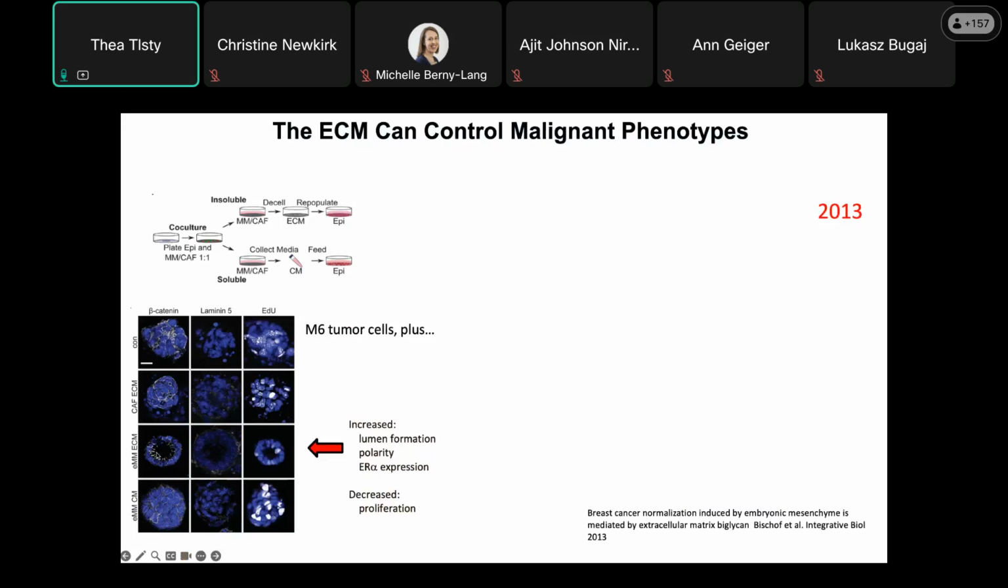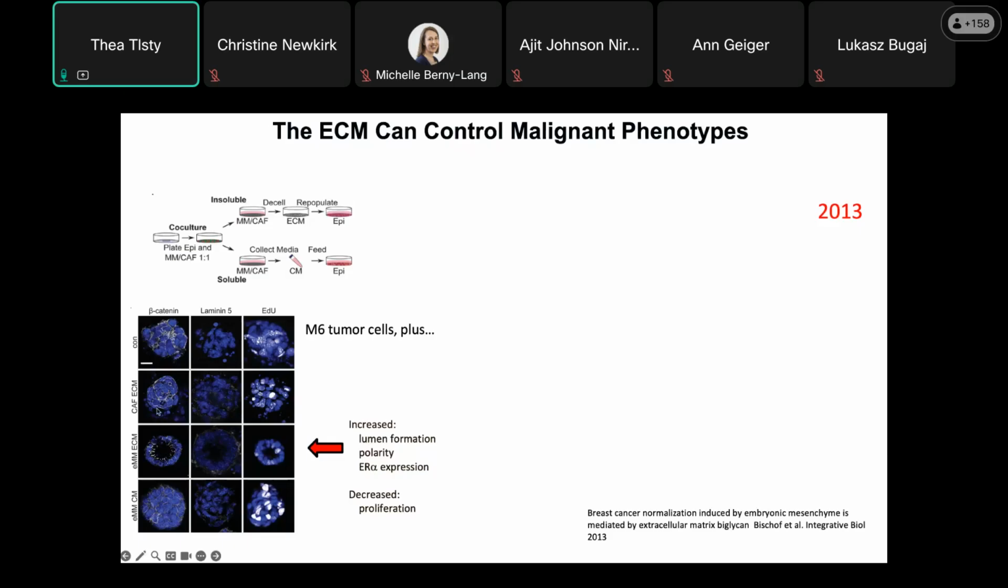But if he puts these tumor cells on the decellularized ECM of that normal stroma, now you get proper luminal formation. The cells are polarized. They even start expressing ER alpha. So they've been normalized. If you put them on the ECM of a calf, they are not normalized. So that says that there's something special here.